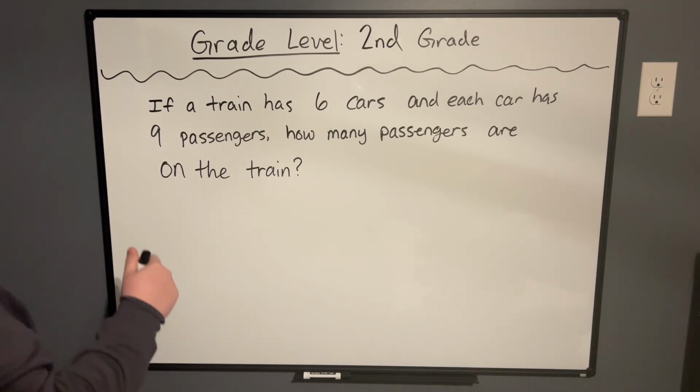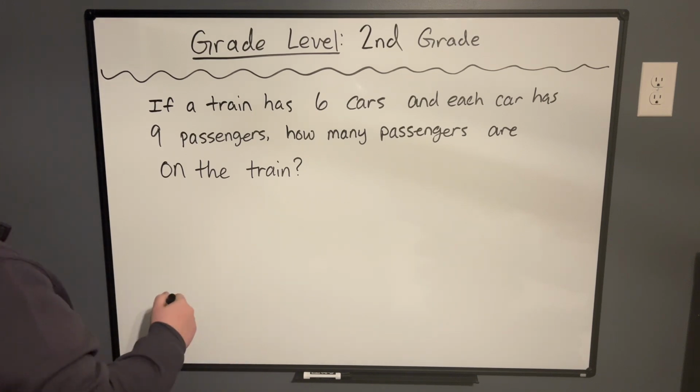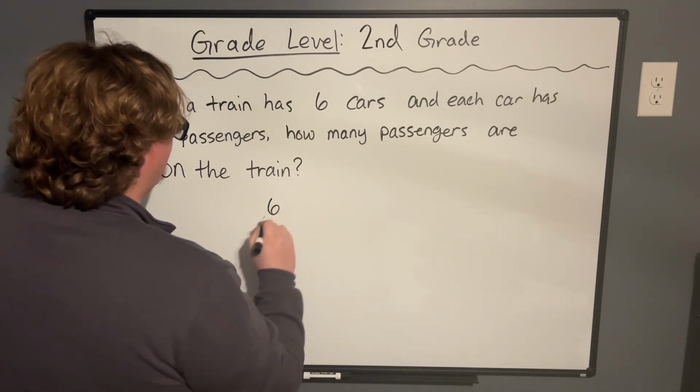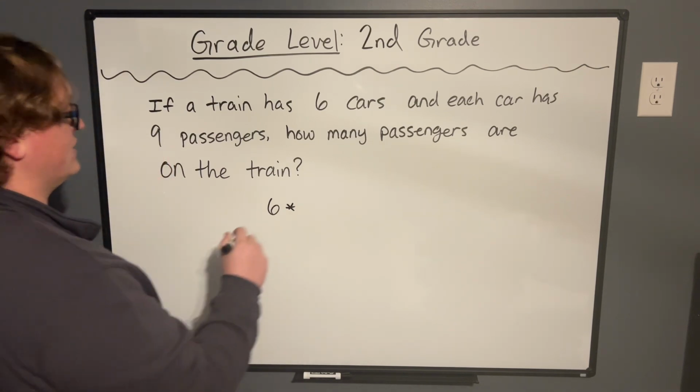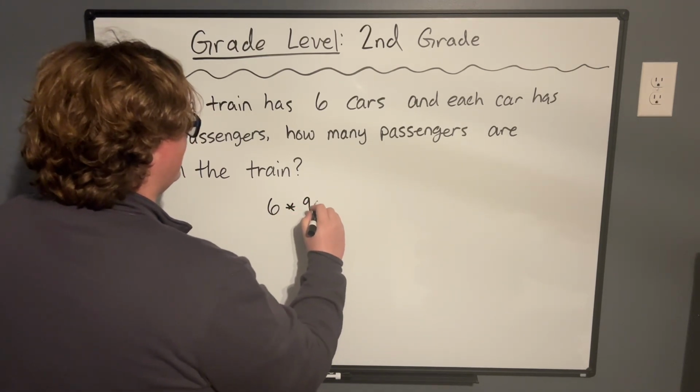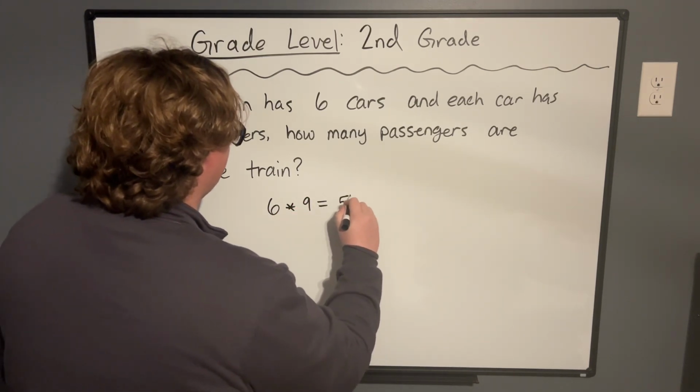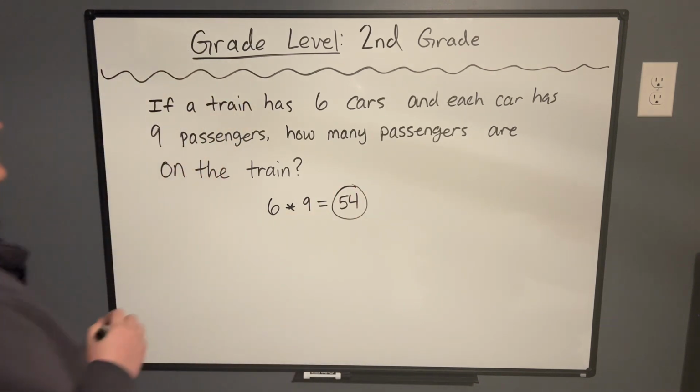So that tells us that if we want the total number of passengers, we need to take the number of cars and we need to multiply by the number of passengers. So 6 times 9, and that will give you 54 total passengers. So that's going to be our answer right there. So the easiest way to do that one is to see that it's multiplication instead of drawing out a picture because it would just take a while. But yeah, that's it for the second grade. We're going to go ahead and move on to third grade.